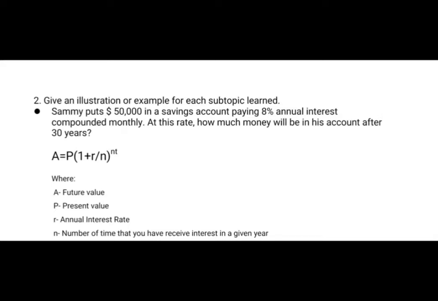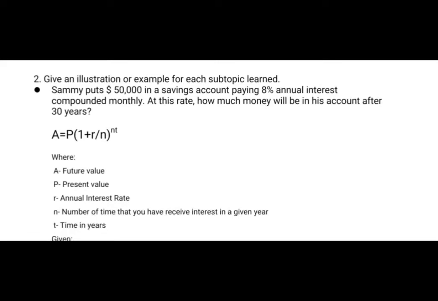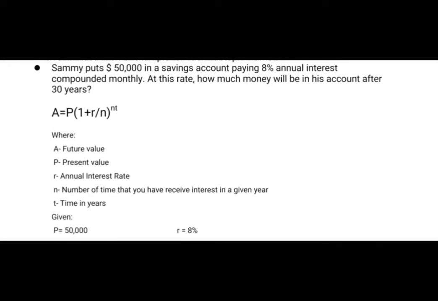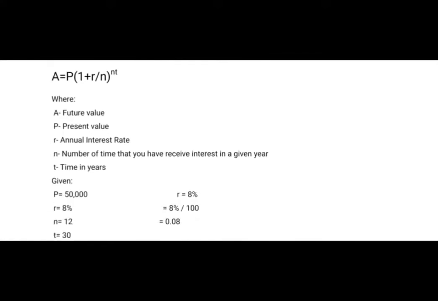In solving this compound interest, we use the formula A is equal to P times the quantity of 1 plus r over n raised to the power of n times t, where A is the future value, P is the present value, r is the annual interest rate, n is the number of times that you receive interest in a given year, and t is the time in years. We have the given P is equal to 50,000, r is equal to 8%, n is equal to 12, and t is equal to 30 years.